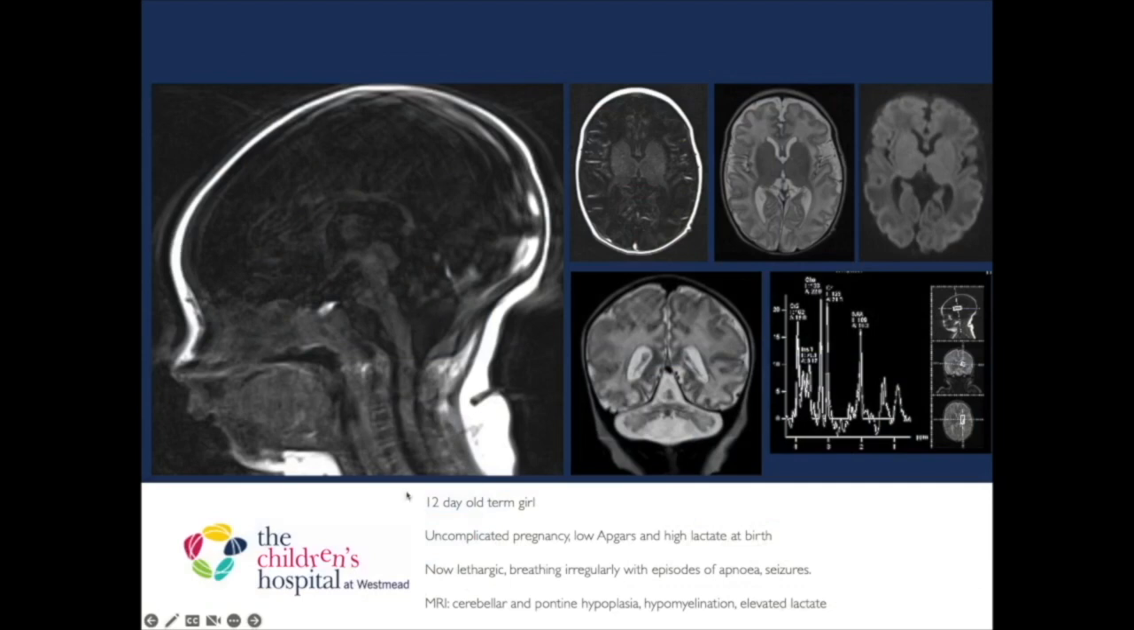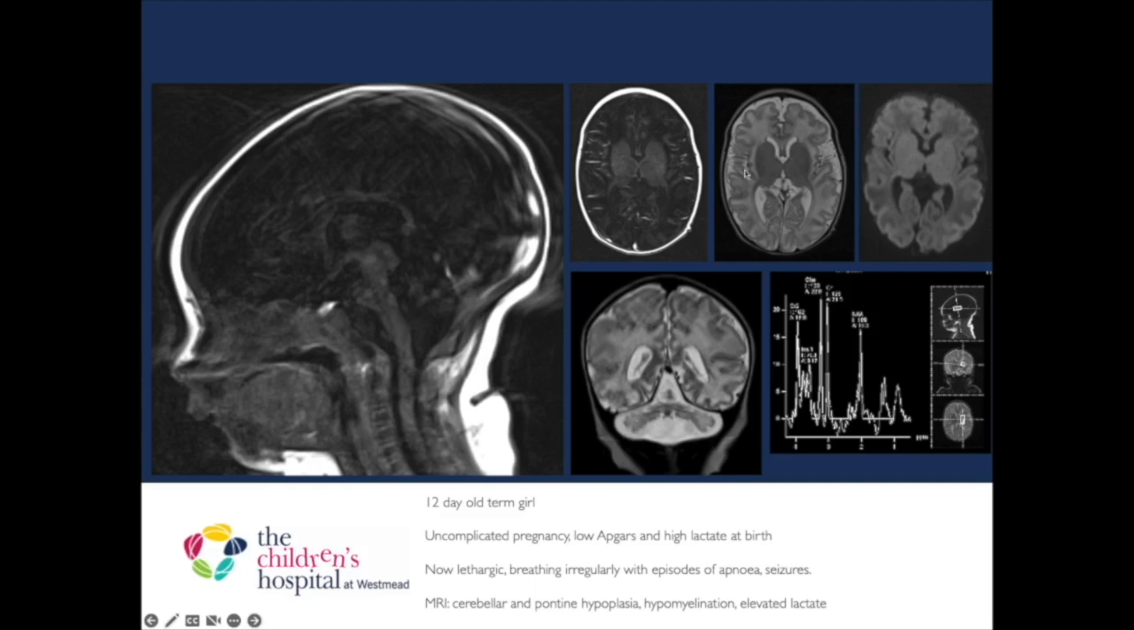So this is a suboptimal image, obviously. Apologies for that. This is a 12-day-old term little baby girl who had an uncomplicated pregnancy, but low Apgars at birth and high lactate. She's lethargic, had some breathing difficulties, and we did this MRI, and the question from the clinicians was, is this a mitochondrial disorder? And you can see, or you can't see very well, but she's got a small cerebellum.